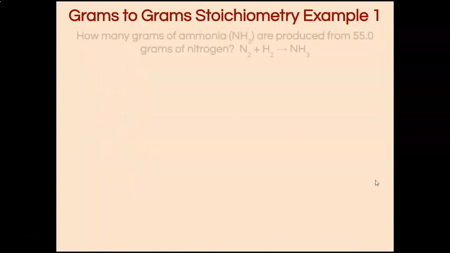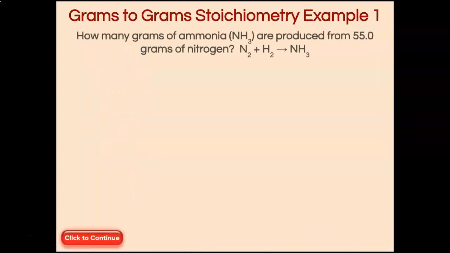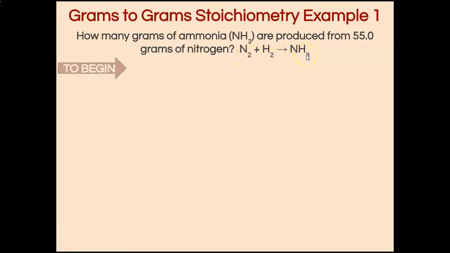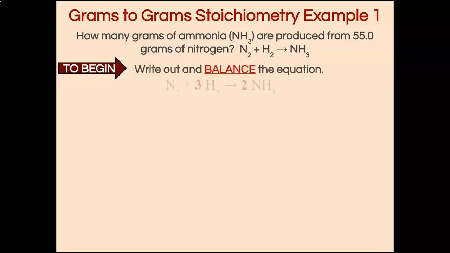So here's an example. How many grams of ammonia are produced from 55 grams of nitrogen? You can see here that this is a written equation, but it isn't yet balanced. And so our first step is going to have to be to balance the equation. So here we've got our balanced equation. Remember, there's an understood 1 in front of the nitrogen.